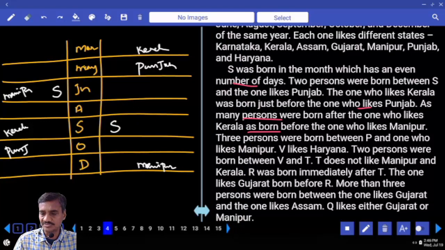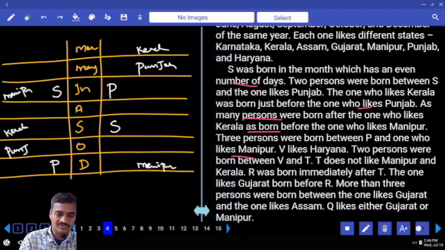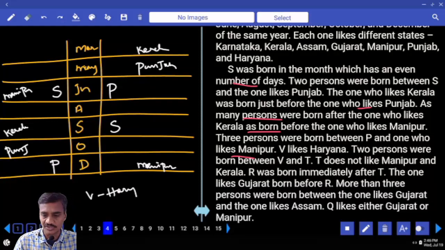And 3 persons between P and the one who likes Manipur. P and Manipur, there must be exactly 3 persons. And next one, V likes Haryana. Now where is this V? V is Haryana. Now V likes Haryana. There are 3 different possibilities in the first case, and in the second case there are only 2 possibilities.